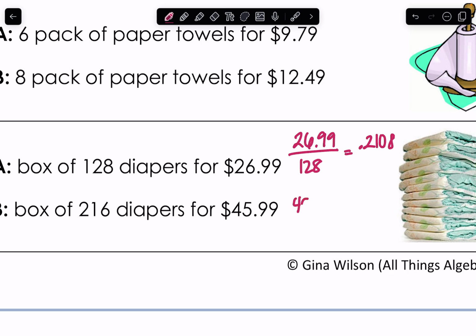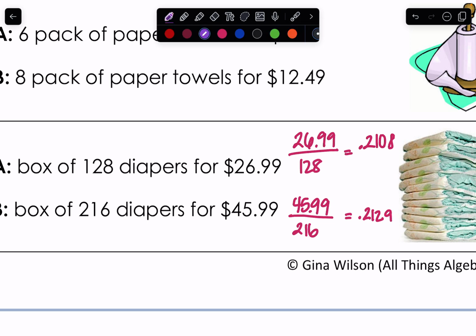Okay, I'm going to do the second one. 45.99 divided by 216. I'm also going to write 4 decimals here, 0.2129. So what do we notice if I just want to round to 1 or to 2 decimal places? They're the same, right? So 0.21, 0.21, they're the same.